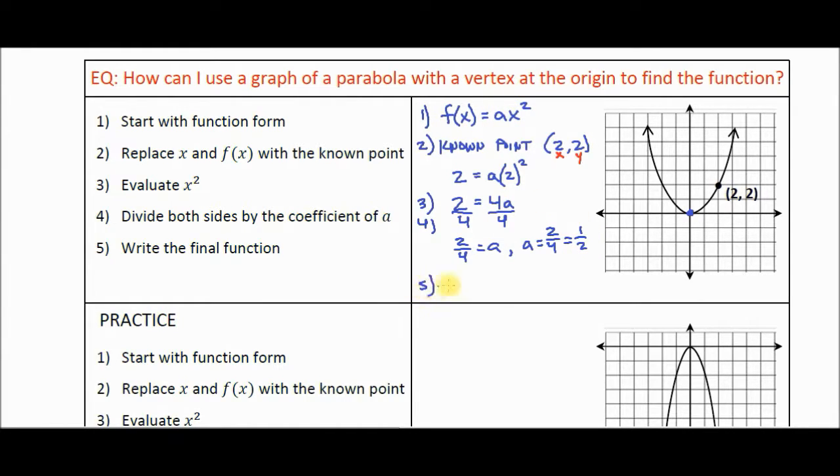Step number 5 is write the final function. We go back to step number 1, rewrite everything exactly the same, only now we have done our job. We figured out what the value of a was, which is 1/2. Now we can put the x back and put the f of x back. Here is our equation. If you made a table and you put a bunch of x values in and found all the outputs or the y values, this is exactly the graph that you would get if you graphed this particular function.